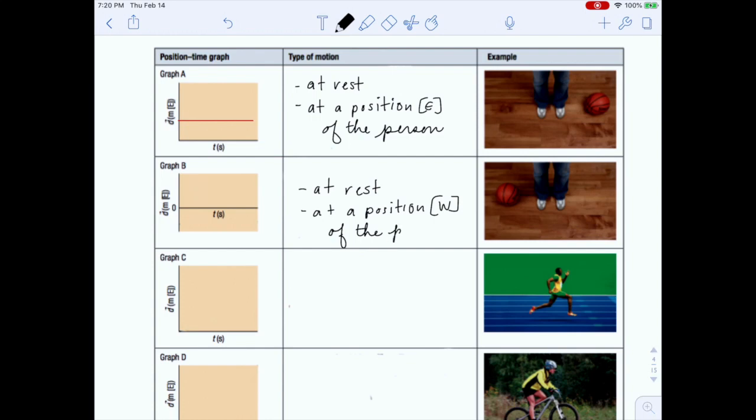So this would be a similar graph, a horizontal line because there's no slope, the object is at rest, but this time it would be below the x-axis. Below the x-axis, the y values are negative, and negative values indicate the west direction. So a position time graph for an object at rest at a position west of the person would look like a horizontal line below the x-axis.